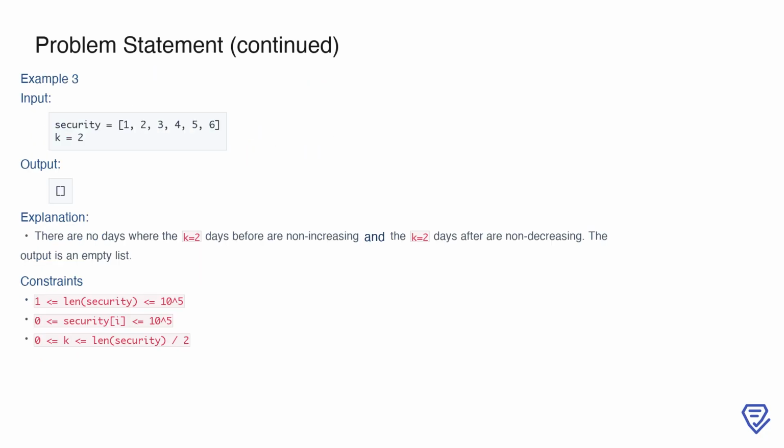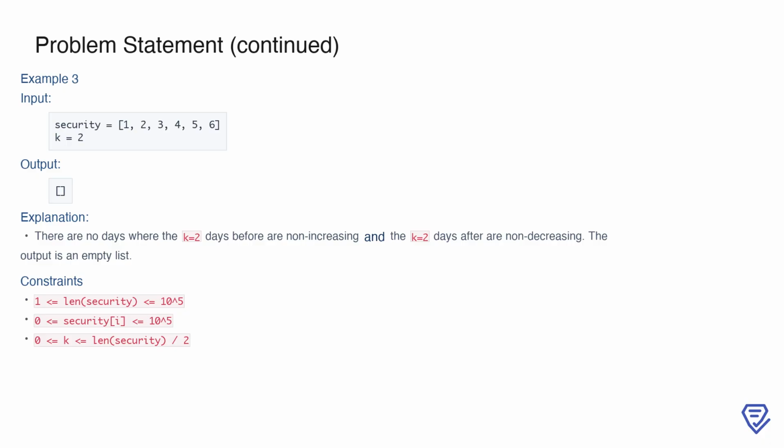Now, consider an example where no days qualify as good. If security equals [1, 2, 3, 4, 5, 6], and k equals 2, there are no days where the k equals 2 days before are non-increasing and the k equals 2 days after are non-decreasing. For instance, on day 2, the k equals 2 days before are 1, 2, 3, which are increasing, so the condition for non-increasing days is not satisfied. Similarly, for other days, at least one of the conditions fails. Hence, the output is an empty list, as no days meet the criteria.